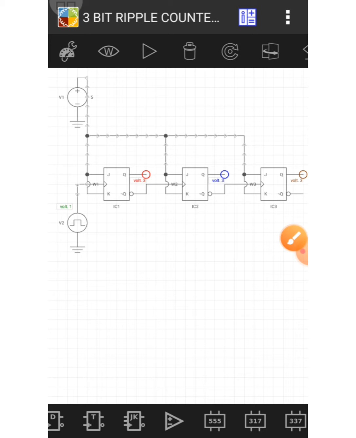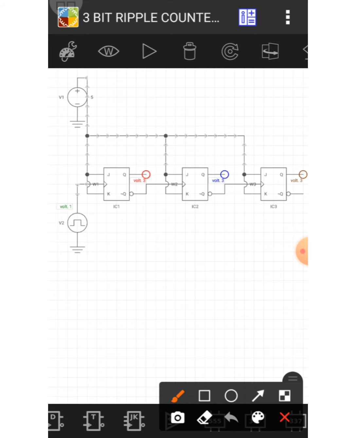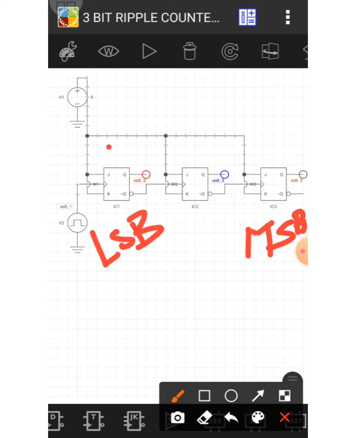Before we run this circuit, we must notice that the rightmost flip-flop is the MSB and this is the LSB. If the first flip-flop is high and the other two are low, we will see that it is 1 0 0. It means it is 1. Okay, we will calculate it from right to left, because this is the MSB and this is the LSB.